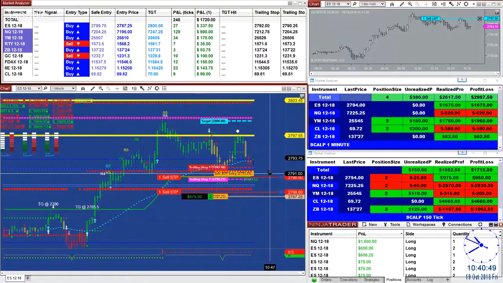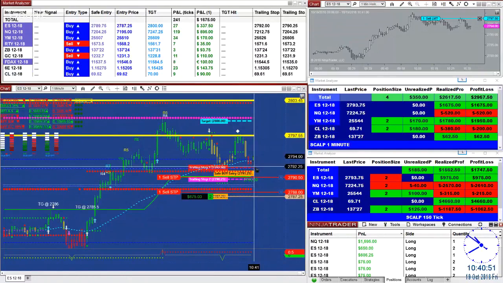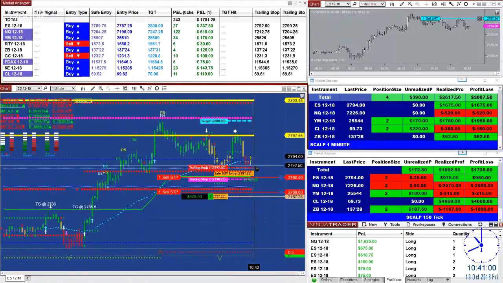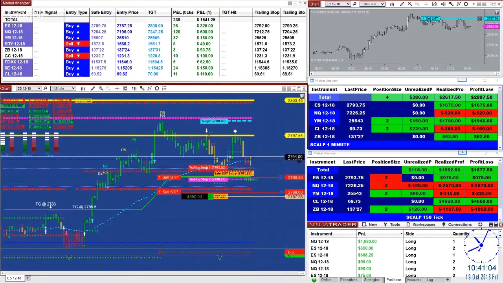This is a pullback re-entry, but I'm not calling this one here. It's the same re-entry, amigo, and I don't want to do it anymore. We took the first pullback re-entry, and now I'm expecting this market to drop.